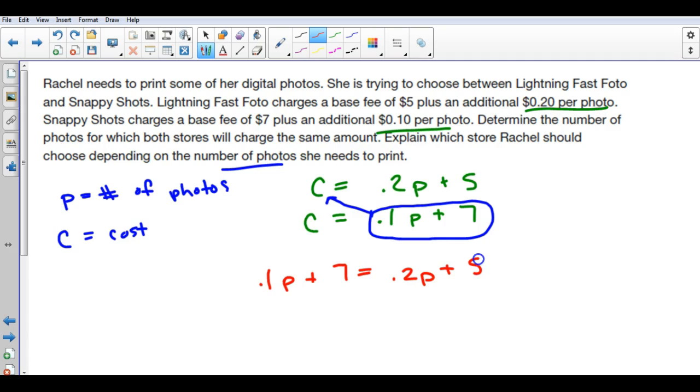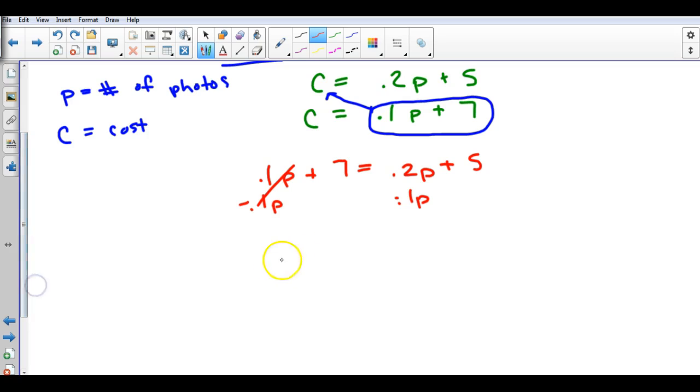And then we need to find a way to solve this. So I'm going to subtract 0.1p on both sides. And I'm going to end up, scroll down, I'm going to end up with 7 equals 0.1p plus 5. And now what I'm going to do is subtract 5 on both sides. My 5s look like S's, I apologize. 7 minus 5 is 2. So I have 2 equals 0.1 times p.